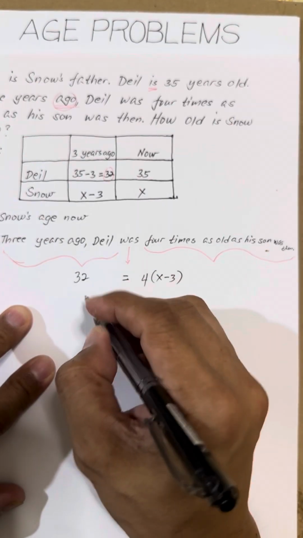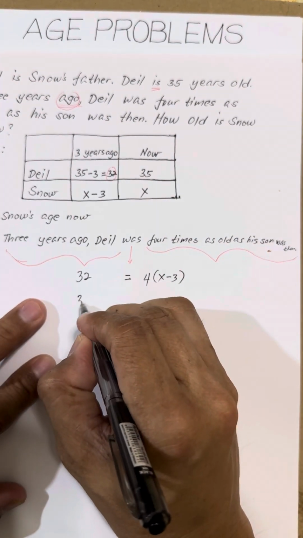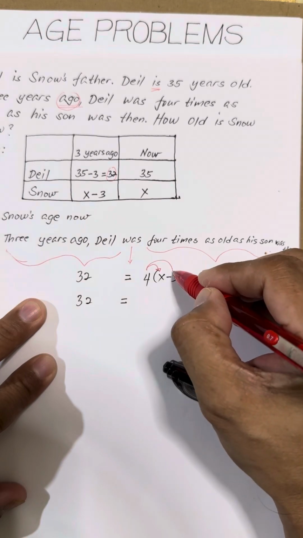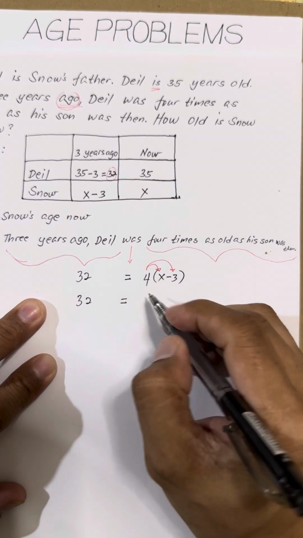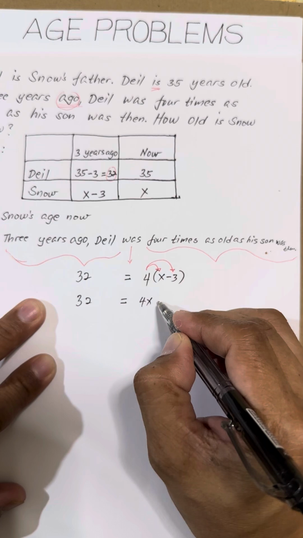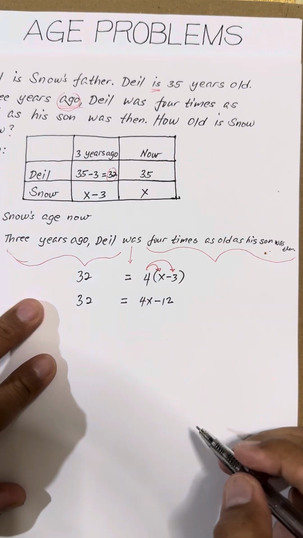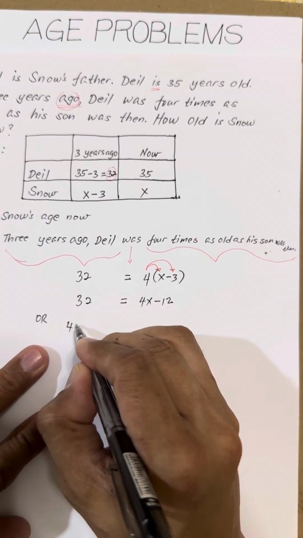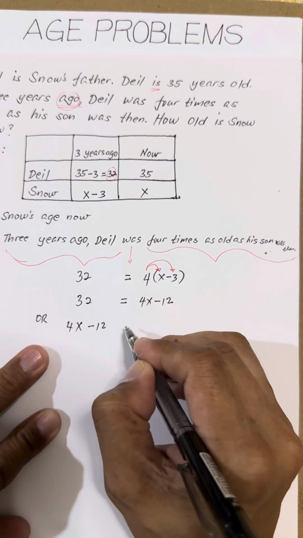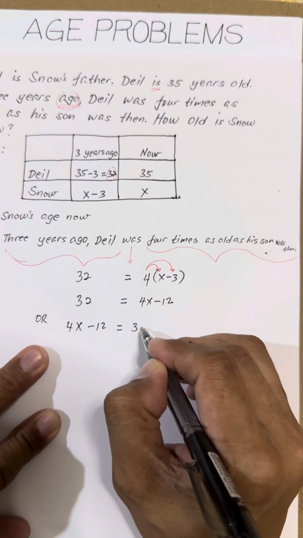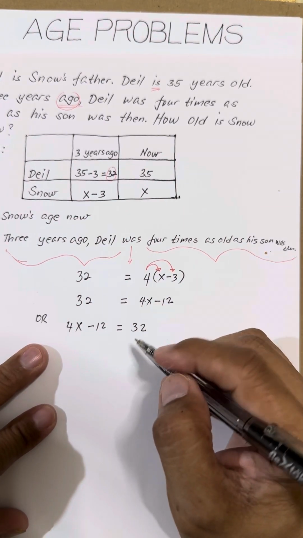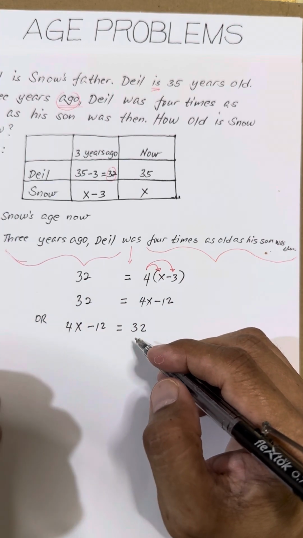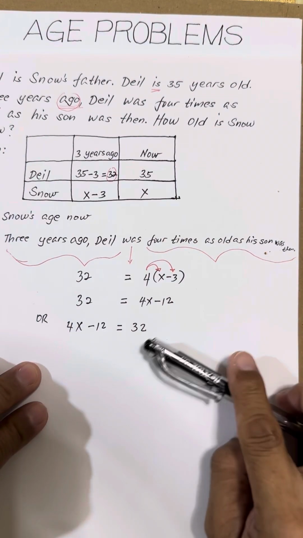So 32 equals, from the distributive property of multiplication, 4 times x is 4x, and 4 times negative 3 is minus 12. This is just the same as 4x minus 12 equal to 32. So they are just the same. I usually put the variable on the left side, so that's why I exchange their positions.